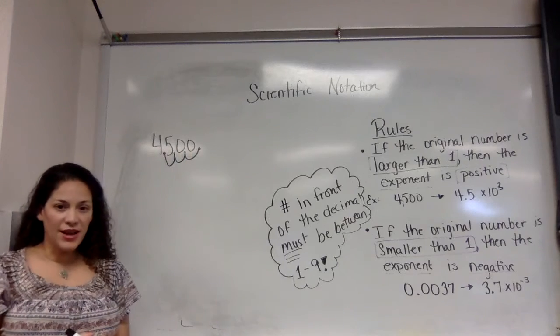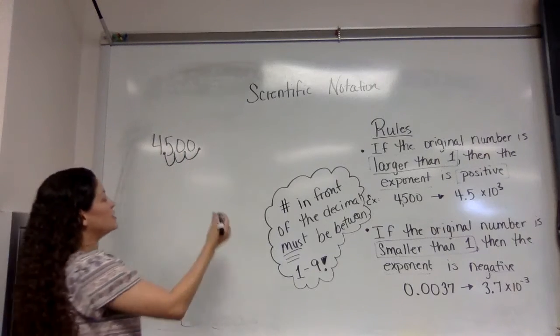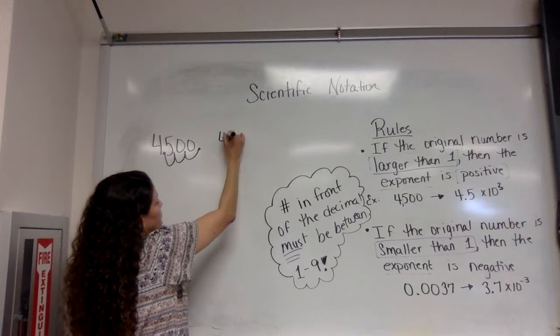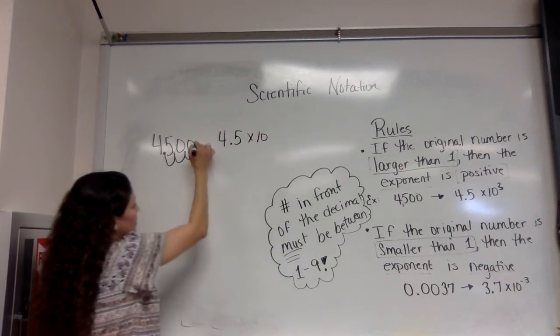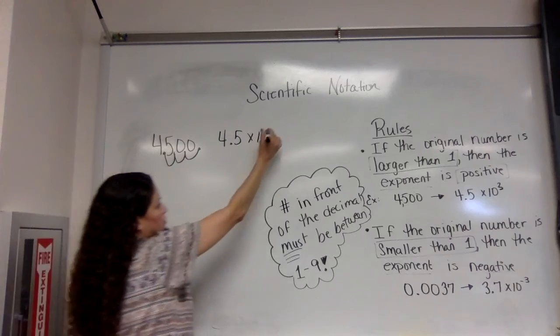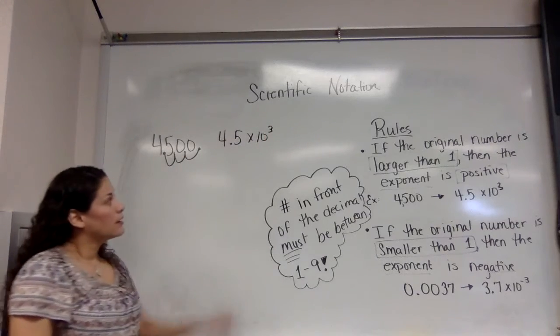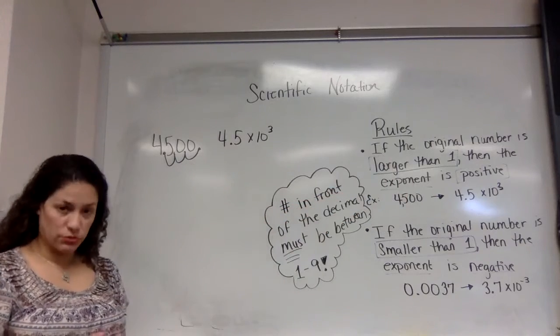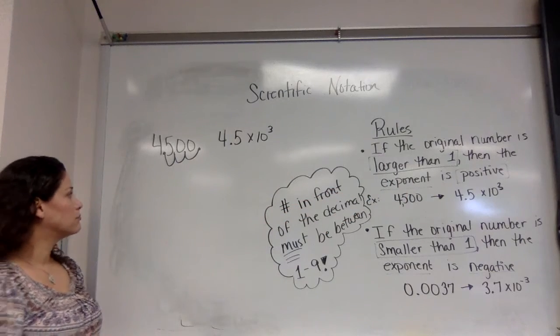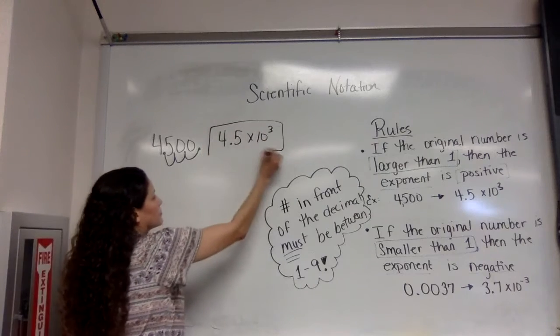Is 4 between 1 and 9? Sure is. So I'm gonna stop here. So my answer is 4.5 times 10. Well, I made 1, 2, 3 jumps. And just to kind of confirm, it is positive because my original number was larger than 1. So there's my final answer.